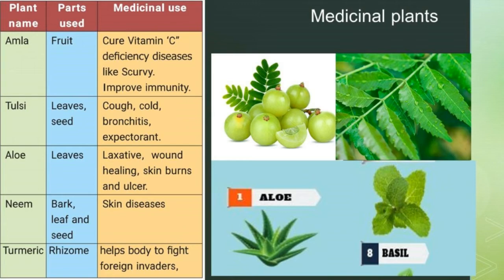Then, neem. The parts used are bark, leaf, and seed. What is the medicinal use of this neem? It is used to cure skin diseases. Next, turmeric. The part used is rhizome. The medicinal use of this plant is that it helps the body to fight foreign invaders.